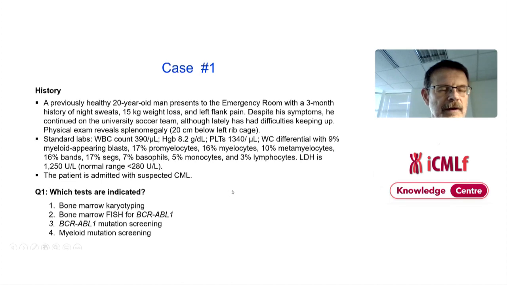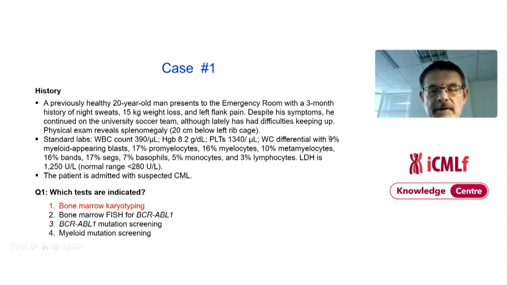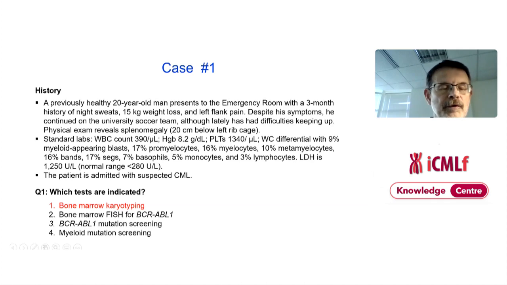and myeloid mutation screening. The answer here is bone marrow karyotyping. I think bone marrow FISH for BCR-ABL is not indicated because marrow karyotyping will give us the same information. BCR-ABL mutation screening is not useful at diagnosis, so we don't know what to do with the information, and it's low yield. And given that this is still chronic phase, despite the increased blast count, I would argue that myeloid mutation screening is not indicated at this point.